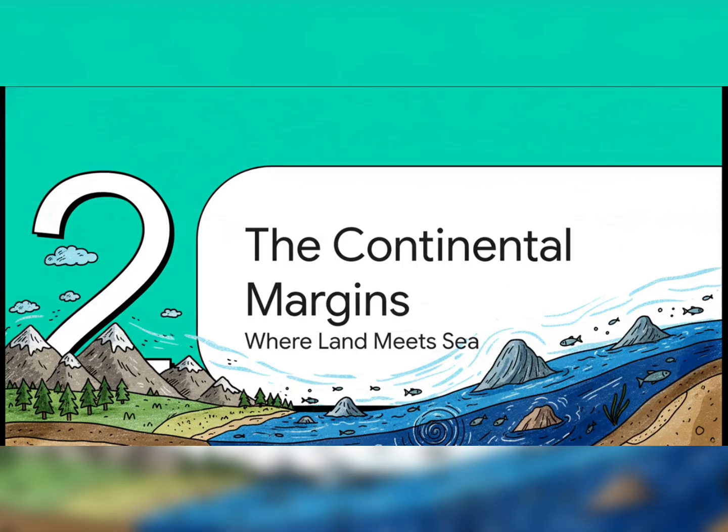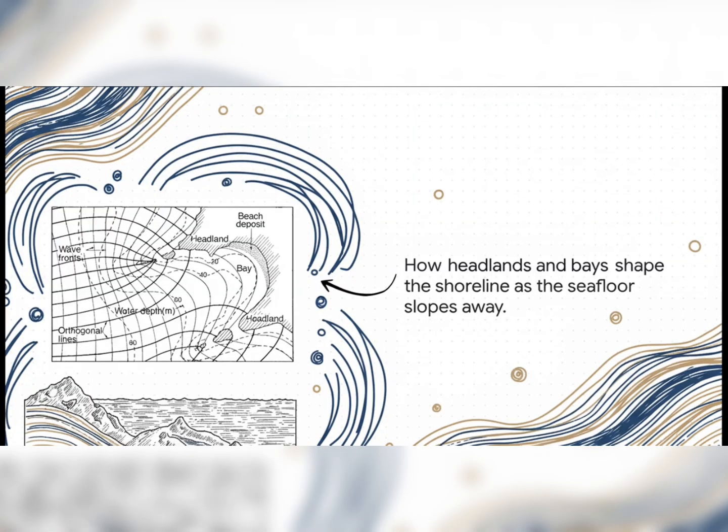Our journey begins right where the land meets the sea, in a place called the continental margins. And no, this isn't just the beach. It's this whole massive transition zone where the continents finally give way to the deep ocean. The switch from land to sea isn't like flipping a switch. It's a gradual process. The coastline itself is shaped by features like bays and headlands, and as you move away from the shore, the water slowly gets deeper. This is the very beginning of that continental margin.